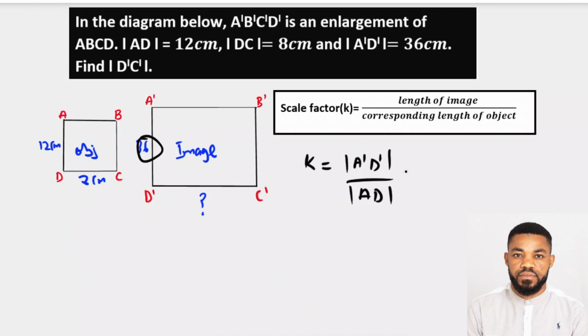So in this case, I can use this one. A1D1 is 36 centimeters, and it is over 12 centimeters. We can just cancel out 12; 12 goes into 36 three times. Remember, the units will just cancel out. The scale factor has no unit. So the scale factor, which is k, is going to be 3. That is how we can find the scale factor for this enlargement.